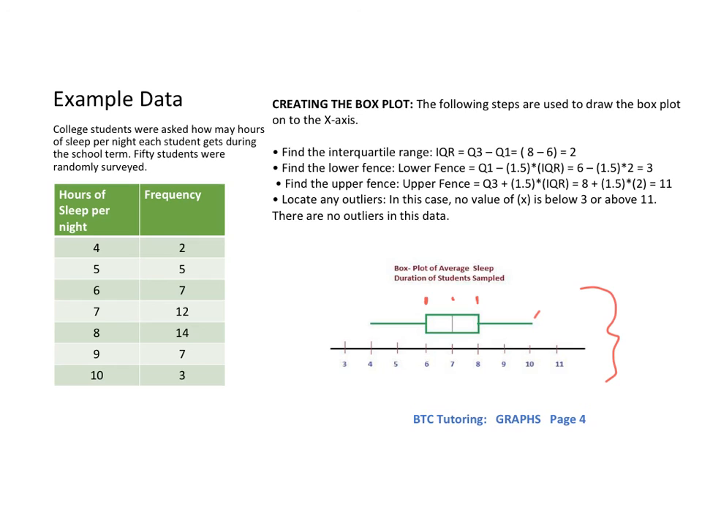And we do the same thing for the lower fence, which is 3, but the lowest value is 4, so we go ahead and put that value in. So there's our distribution for the box plot.